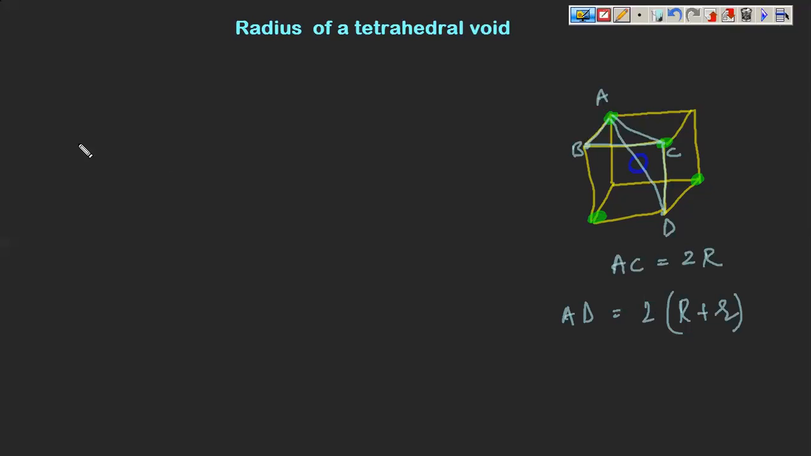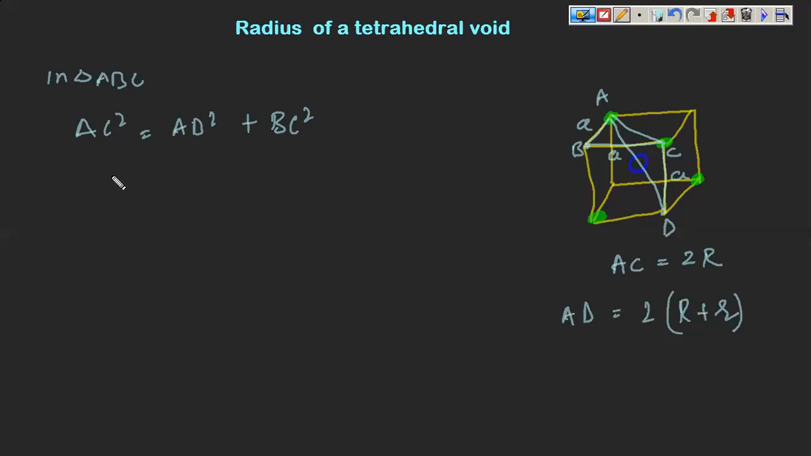So we will start now. First of all, look at the triangle ABC. In triangle ABC, you will find AC square is equal to AB square plus BC square. See, look here. AB is equal to the edge of the unit cell. BC is equal to the edge of the unit cell. In the same way, CD is equal to the edge of the unit cell.